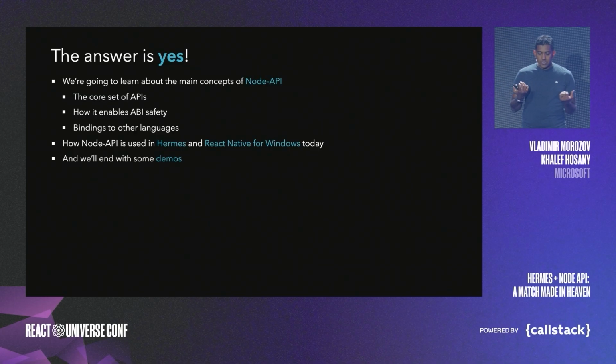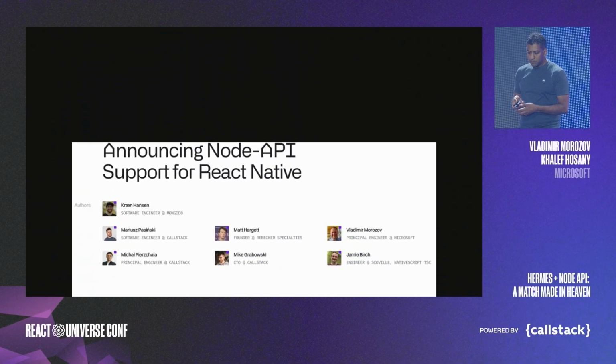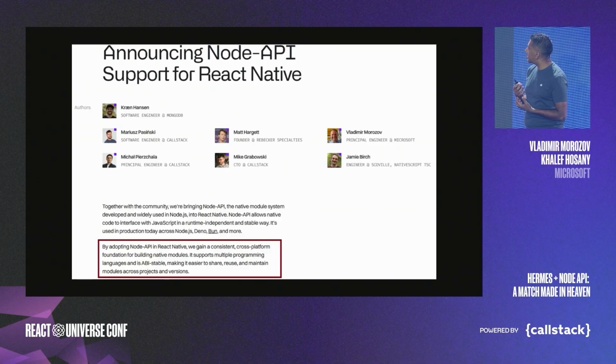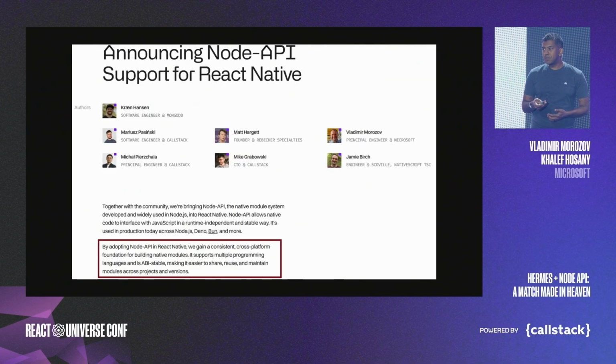So what we'll do is we'll talk about the main concepts of it and the work that we've done in Hermes for Windows and React Native for Windows related to Node API. And then we'll go ahead and end with some demos. And this talk will help you understand some of the investments that have been happening in the community recently. About a month ago, for example, CallStack published a blog announcing Node API support for React Native. And that was a tremendous effort from a lot of very smart people, which is very promising for the future.